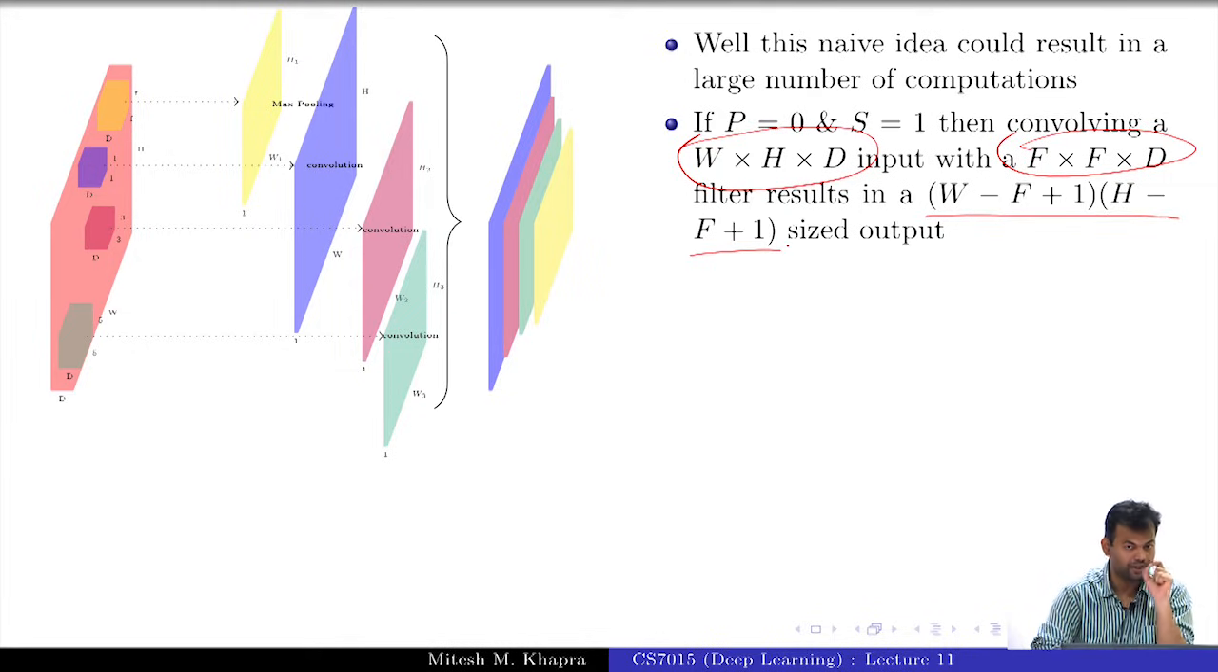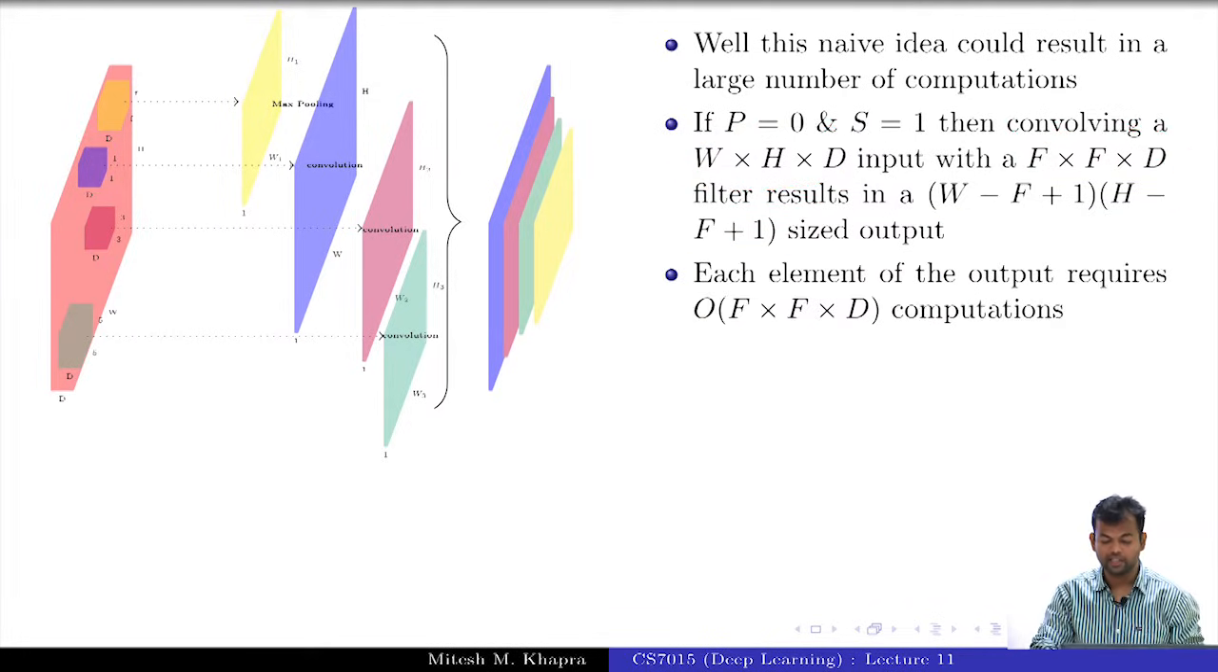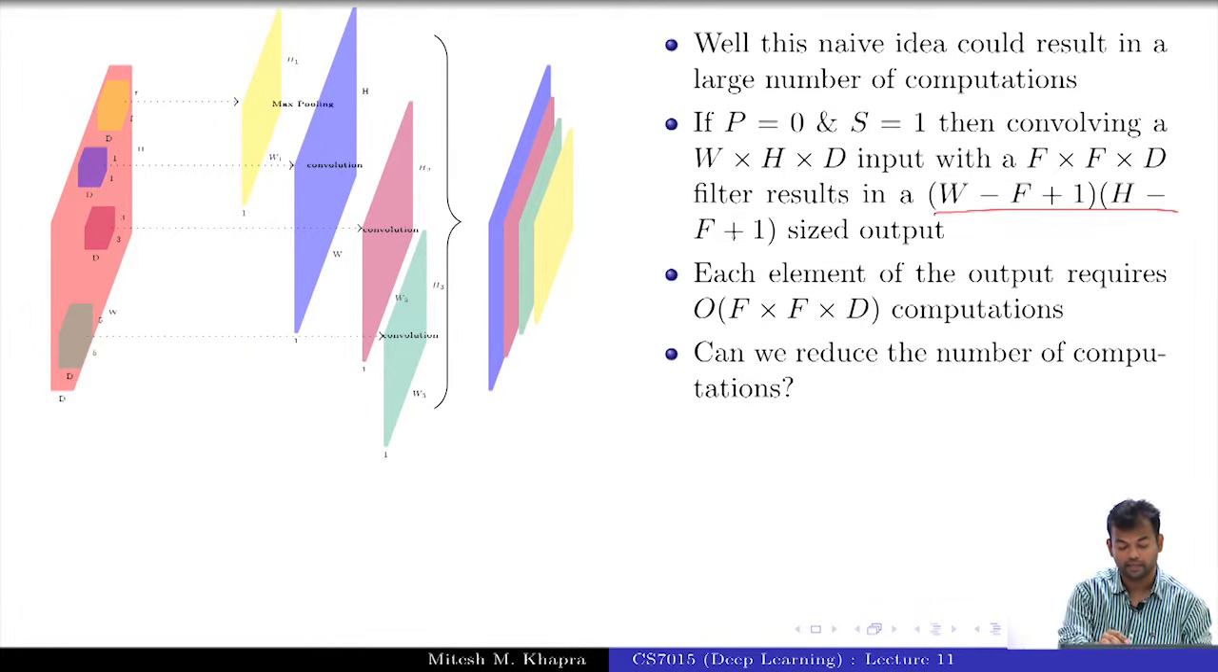Now every entry in this output volume requires how many computations? To get a single entry in this output volume, how many computations do I have to do? F cross F cross D. How do I get a single value? I apply a convolution at that position, going over this block of F cross F cross D, doing a weighted multiplication and then adding them up. So you need that many computations. Everyone is clear with this? Okay, fine. So each element of the output requires these many computations, and we have so many elements in the output. So you are doing really that many computations.